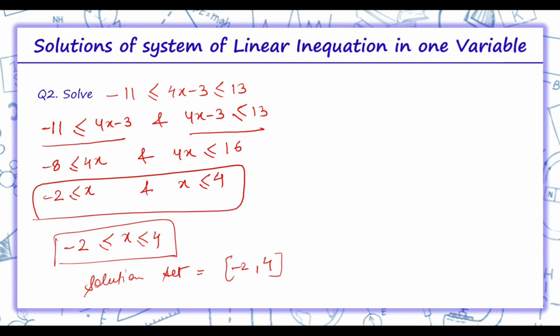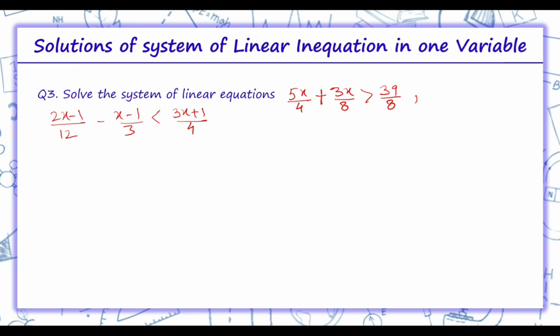Why square bracket? Because, again I will repeat, the equal sign is there, so both terms are included in it. Next question is: solve the system of linear inequations. The first inequation is given: 5x/4 + 3x/8 > 39/8.